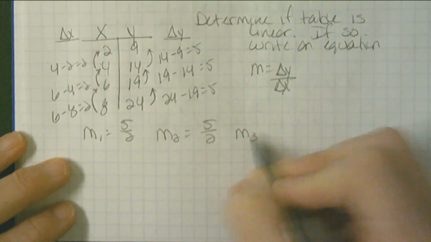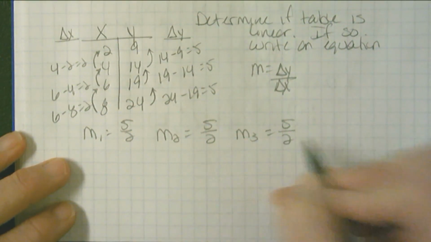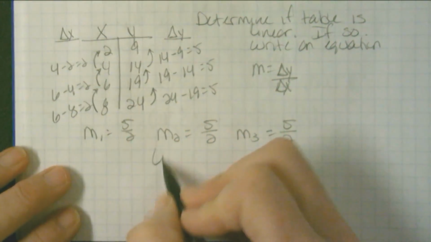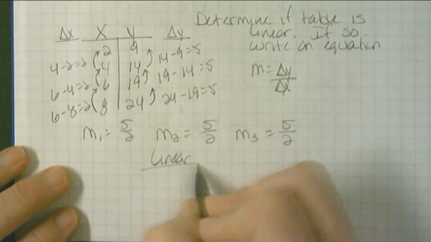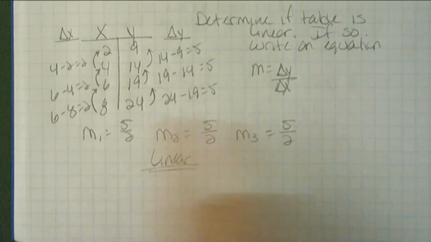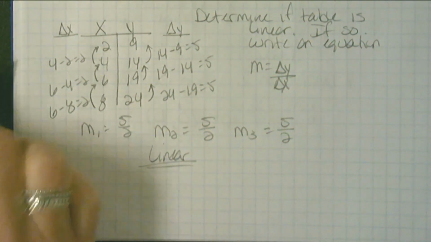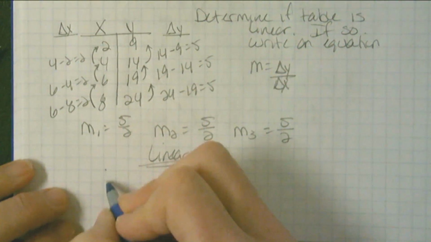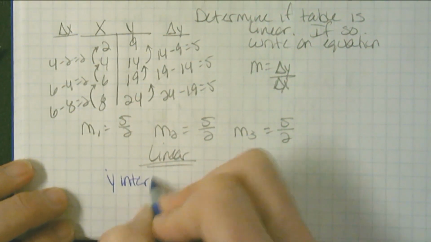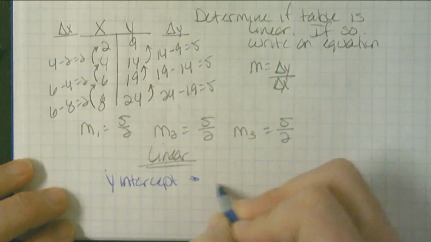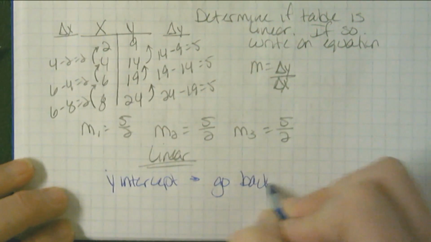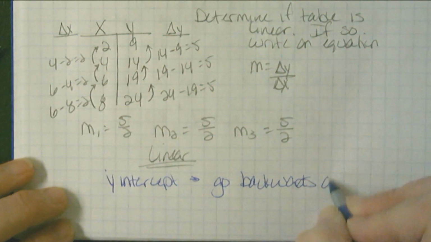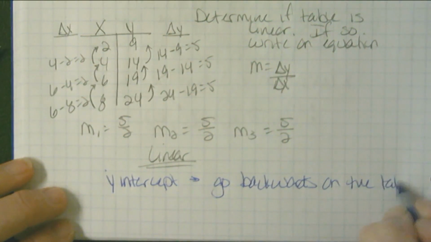How many of you got a slope of 5 over 2? Awesome. So it is linear. Now, the problem is I don't have a y-intercept on here. So what you're going to do for my y-intercept, go backwards on the table.